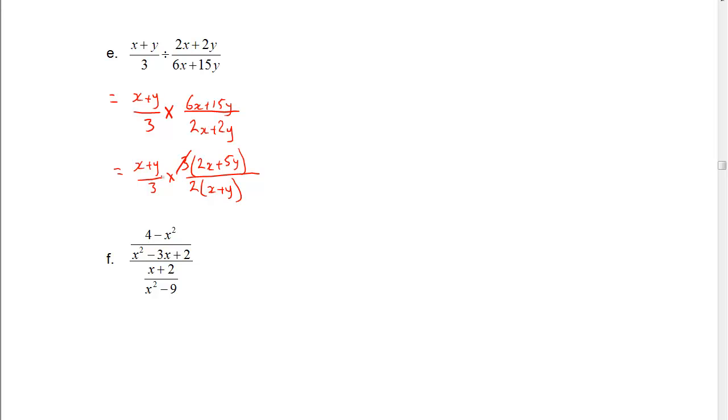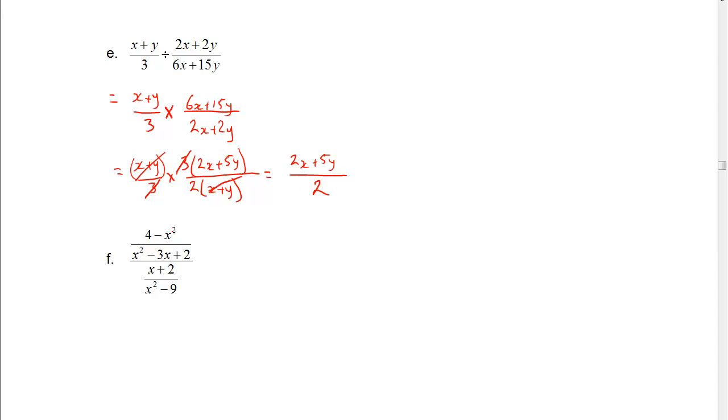So the 3 and the 3 can cancel. X plus y here is a factor, so that can cancel with the factor down here. And everything that's left is our answer. So 2x plus 5y over 2 is all that's left in the denominator.